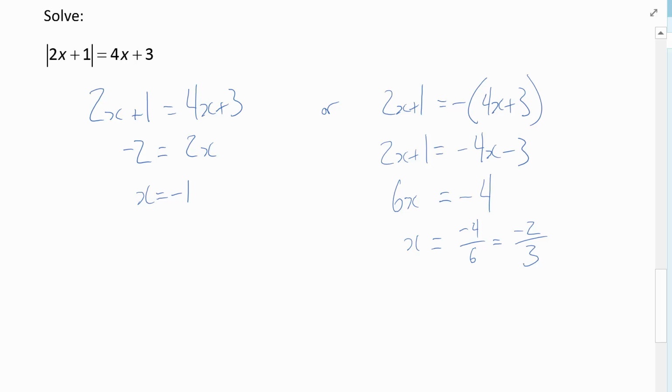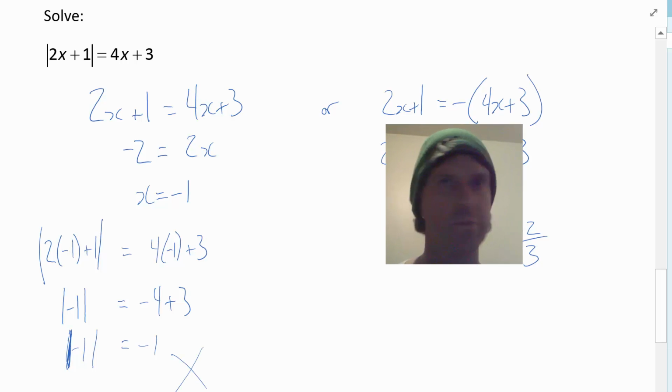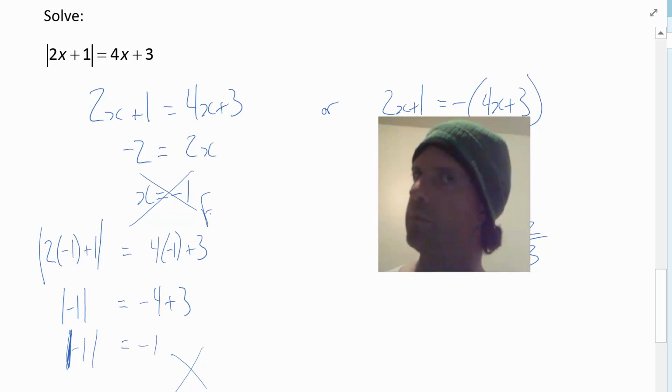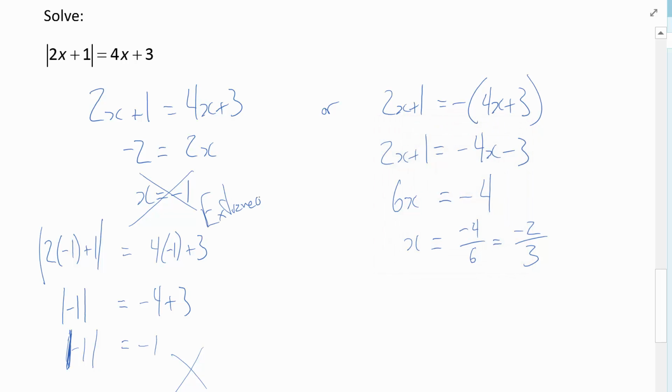So we would check over here: 2 times negative 1 plus 1, take the absolute value of that, and see whether or not that's equal to 4 times negative 1 plus 3. On the left, I'm getting negative 2 plus 1, so negative 1, absolute value of negative 1, equal to negative 4 plus 3. This gives me negative 1 on the right. This says absolute value of negative 1 is equal to negative 1. That is false. This solution here is, your favorite word, extraneous.